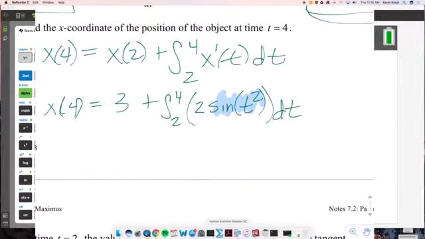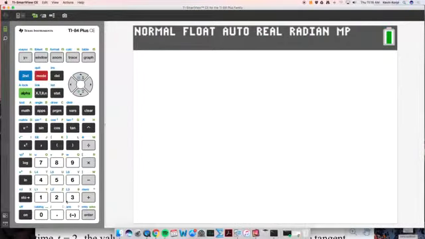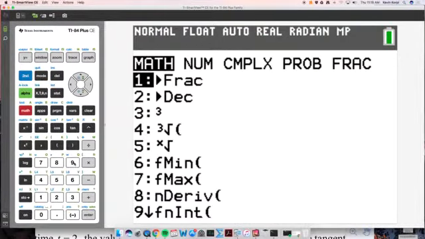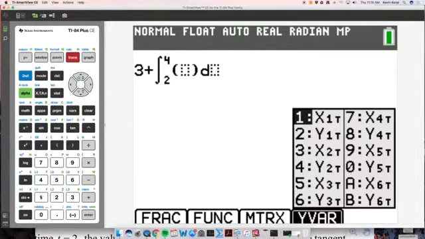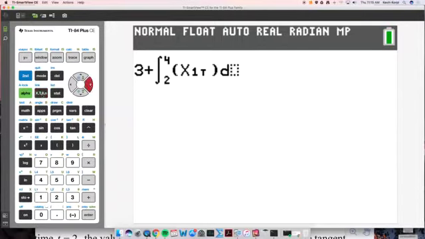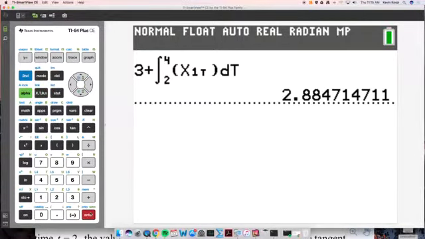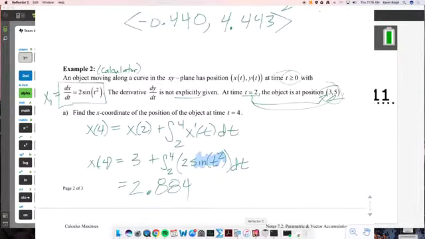So from the home screen, here we go, 3 plus math 9 from 2 to 4. And I can type in 2 sine squared of t squared, or I can just refer to it now, alpha trace number 1 with respect to t. So it saves a little bit of time there. Bless you. You're welcome. 2.884. Okay, 2.884. Are there any units there, like meters or feet? No, there's not.